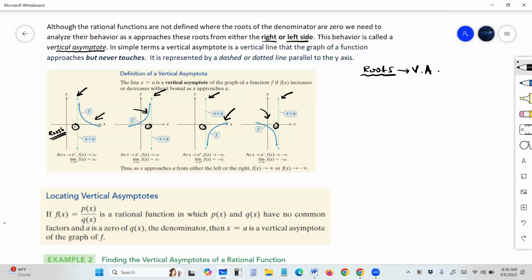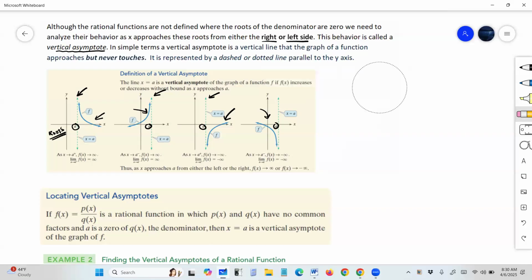But then we're going to have to find the behavior. Which four possible cases do we have? It's going to be one of these four. So a vertical asymptote is a vertical line, graphed in dashed format, that the function approaches but never touches. The reason that it never touches is because that would be division by zero, and that behavior is undefined.